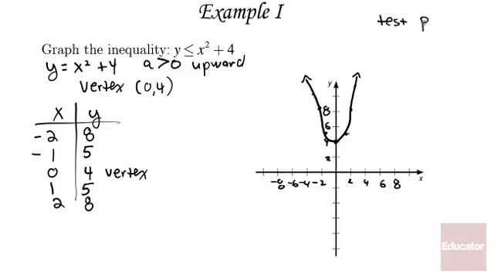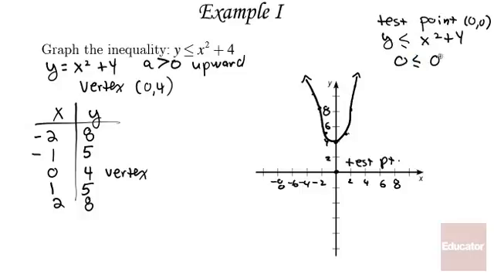I'm going to use a test point of (0, 0) once again, because that's an easy point to use. And I'm going to go back here, and I'm going to say y is less than or equal to x squared plus 4. So 0 is less than or equal to 0 squared plus 4. 0 is less than or equal to 0 plus 4. 0 is less than or equal to 4. And this is true.